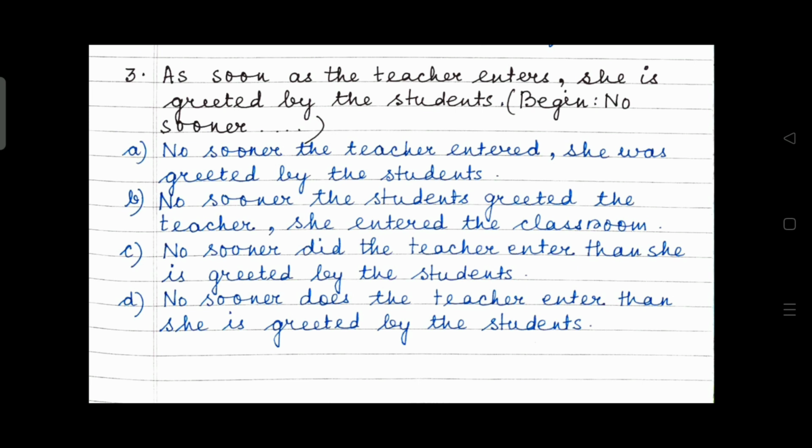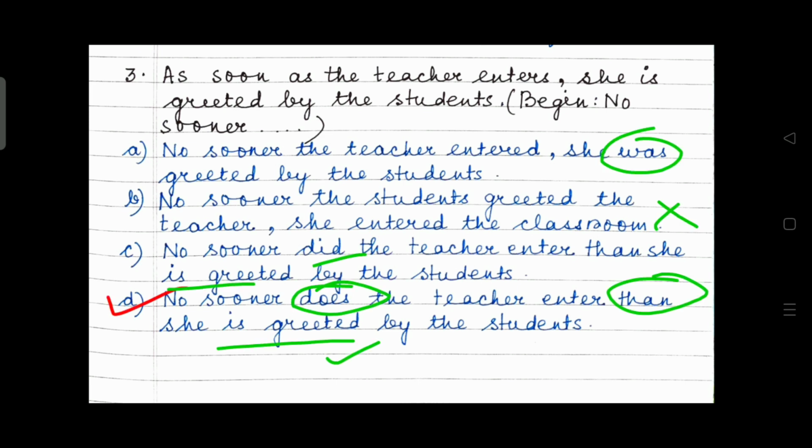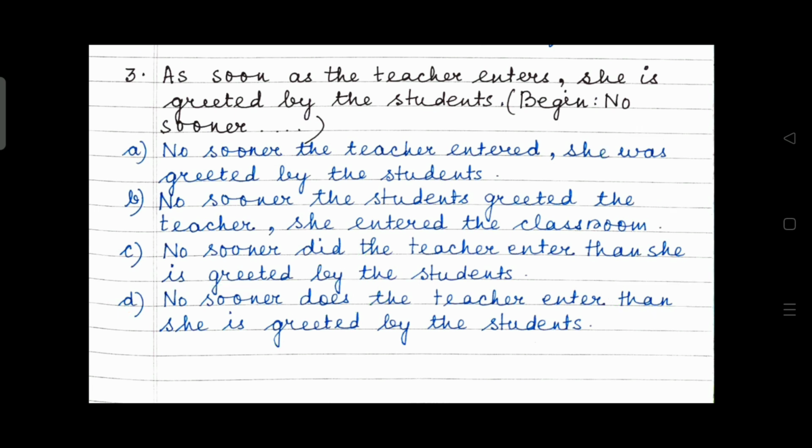No sooner did the teacher enter than she is greeted by the students. A mixture of the tenses. Present tense, past tense. Next, no sooner does the teacher enter than she is greeted by the students. So, according to the rule, this is the right answer. No sooner does, simple present tense, the teacher enter than. Than is also used. She is greeted by the students. So, this is a correct grammatical construction. Therefore, the right answer, option D.